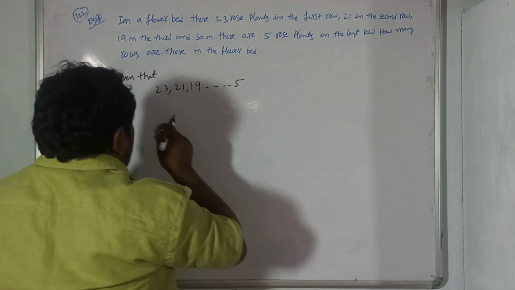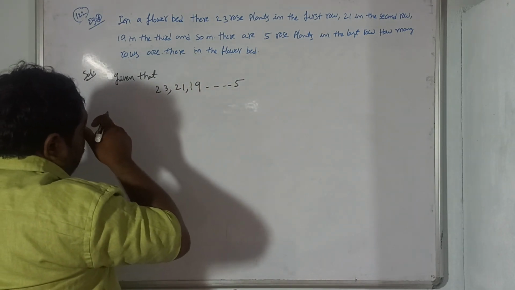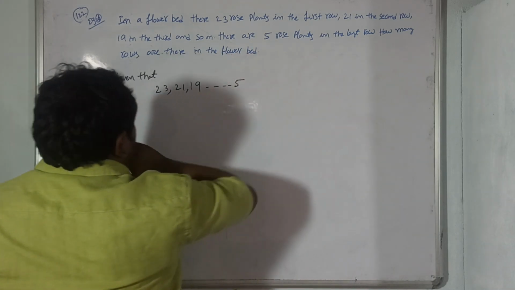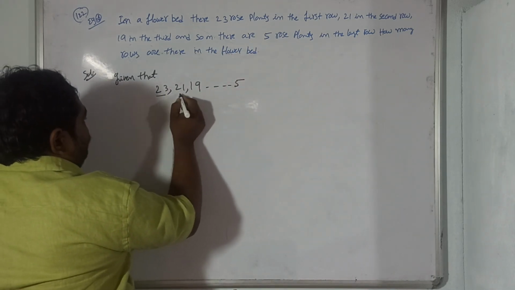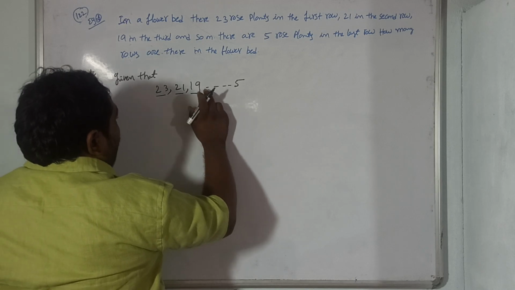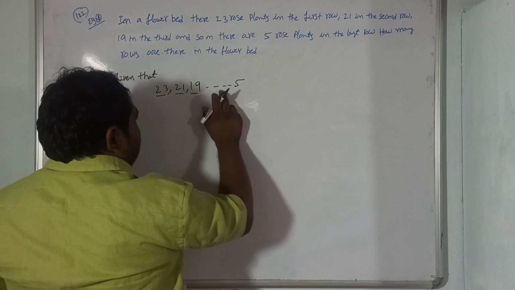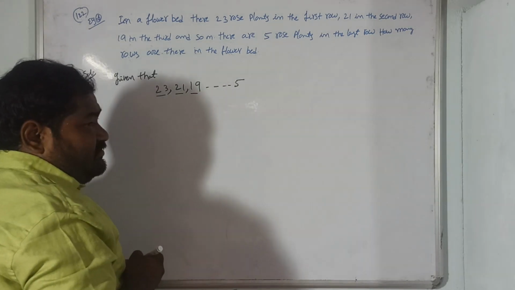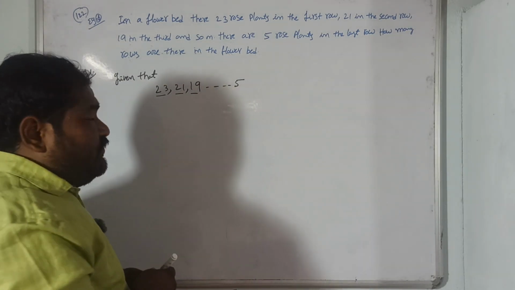5 rose plants are there. Now in the last row, how many rows are there in the flower bed? This is the first row, this is the second row, this is the third row, fourth, fifth, sixth, and so on. In the last row it contains 5 flowers. How many rows are there? We have to find out.